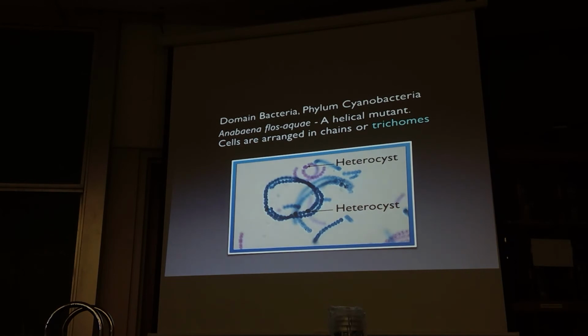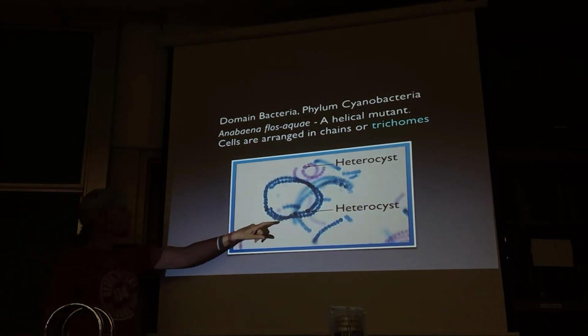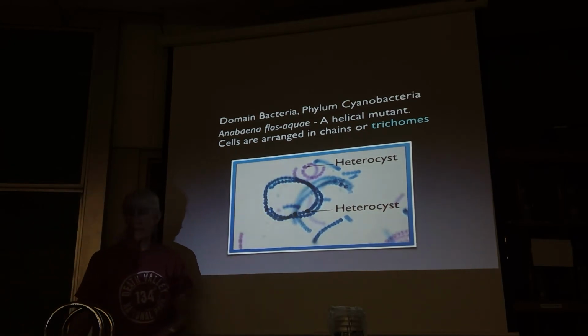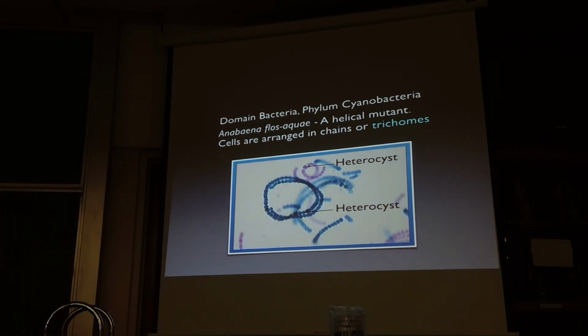The first example is Anabaena flos-aquae. Anabaena is a very common genus. Flos-aquae is a particular species. This is a helical mutant, and the cells are artificially colored. What you see is chains of cells. A chain is a trichome. Heterocysts show as enlarged cells. This particular organism type is studied rather extensively as a potential food source. Anabaena.